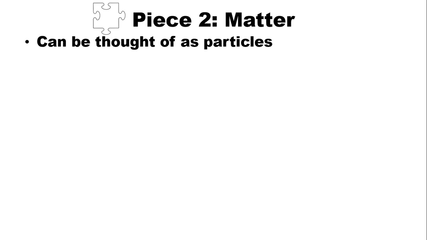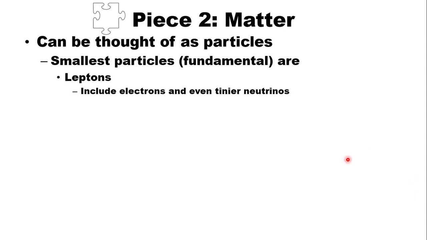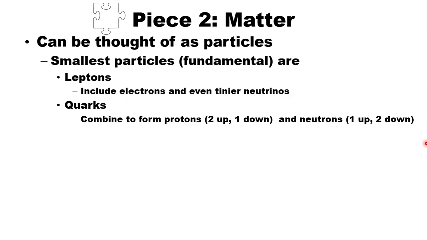The second piece we're going to bring in is matter. And we started off by saying that matter can be thought of as particles. The smallest particles are most fundamental. We didn't really say too much about this. It was mentioned in your article on the fundamental forces. But the smallest particles that scientists have discovered up to this point come in two classes. One of them are called leptons. Leptons include electrons and even tinier particles that we call neutrinos. The other type of fundamental basic particle that can't be broken down into anything smaller is the quark.